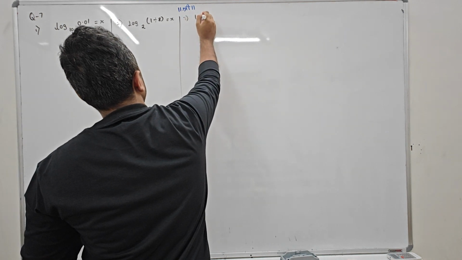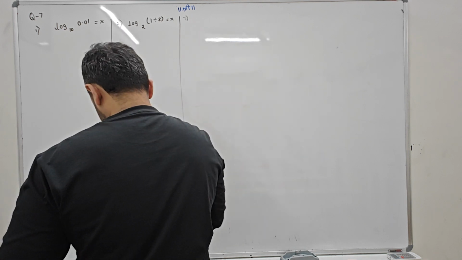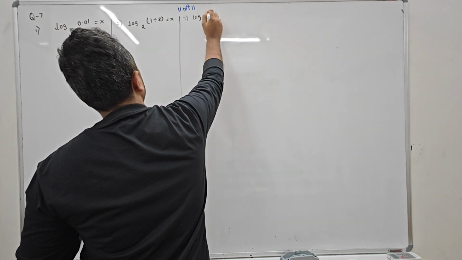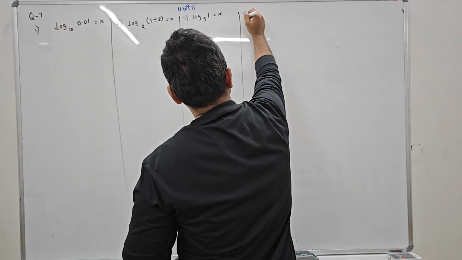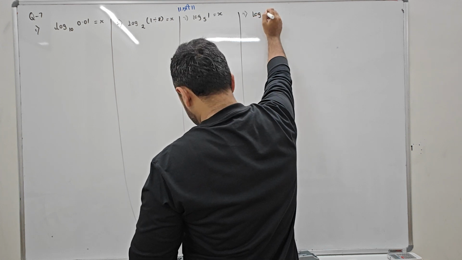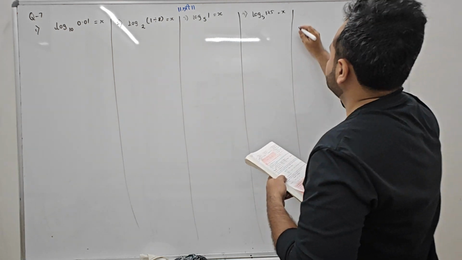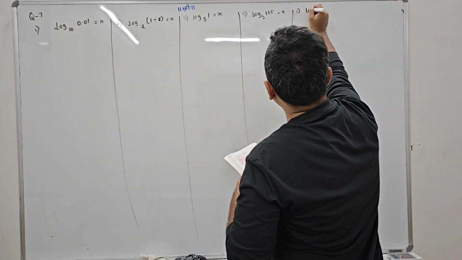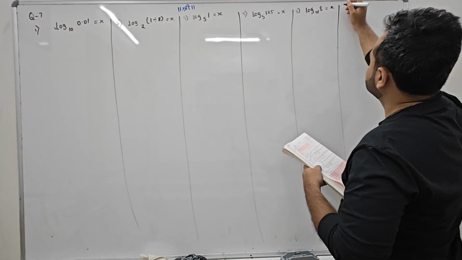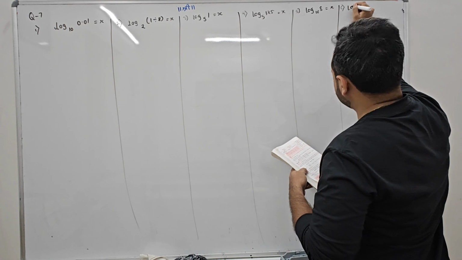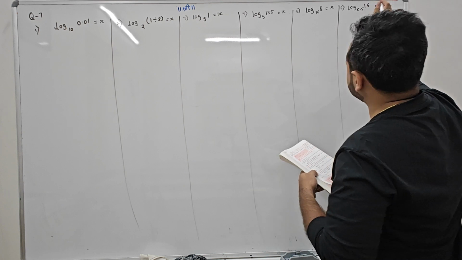Third, we will find the log of 1 to the base 5. Let us assume it to be x. Fourth one, we have to find the value of log of 125 to the base 5. Let us assume it to be x. Fifth one, we have to find the value of log of 8 to the base 16. Let us assume it to be x. And the last one, we have to find the value of log of 16 to the base 0.5. Let us assume it to be x.